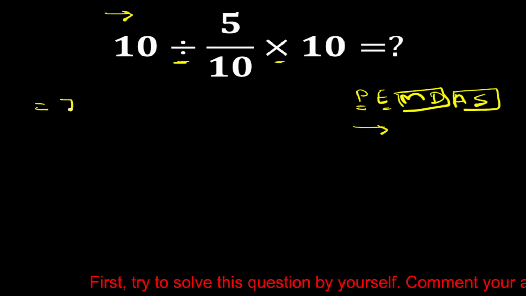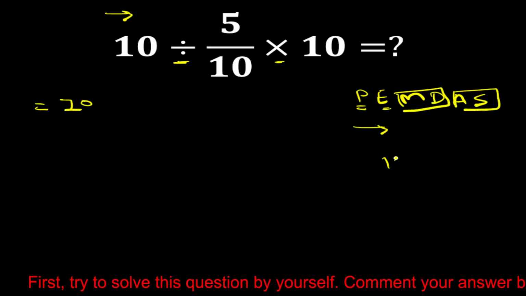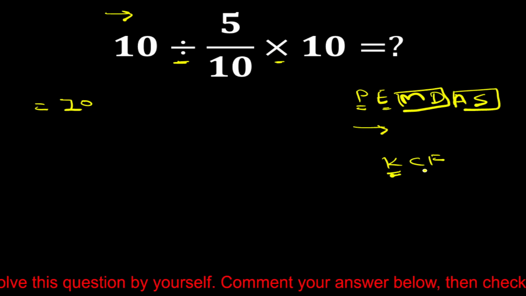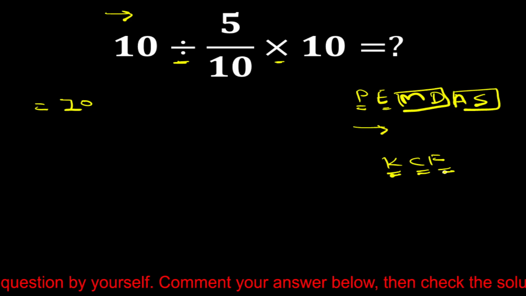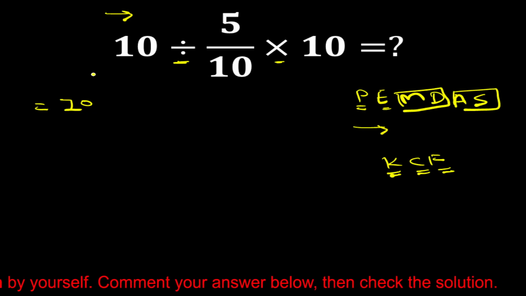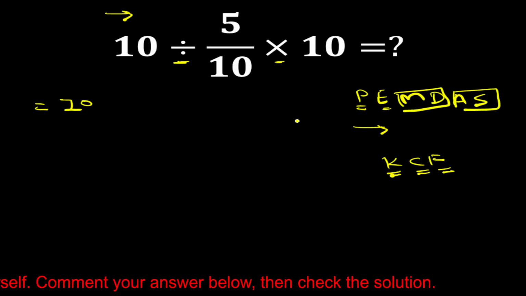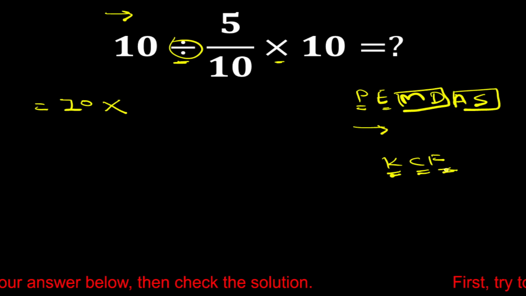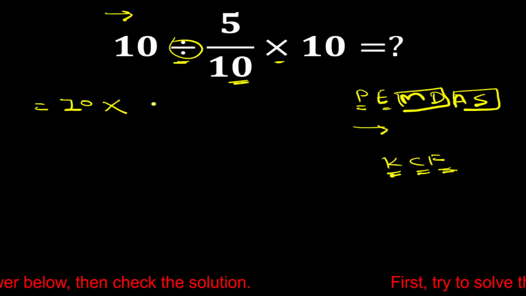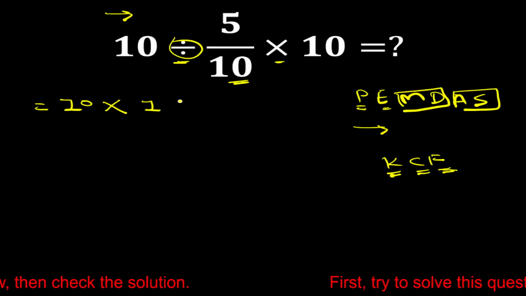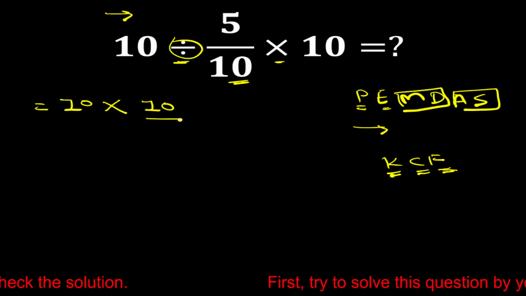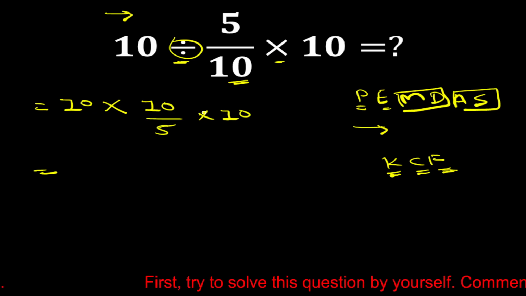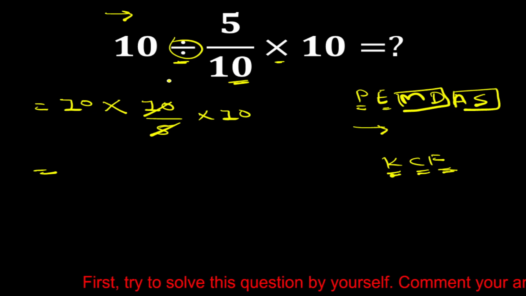So now, according to the KCF rule, K means keep, C means change, and F means flip. Okay. Therefore, keep 10 the same as it is, then change the sign from division to multiplication. Now flip this fraction. 5 by 10 is equal to, now flip this fraction, therefore 10 by 5. Okay. Multiply 10. Now cancel this, 10 by 5 is equal to 2.